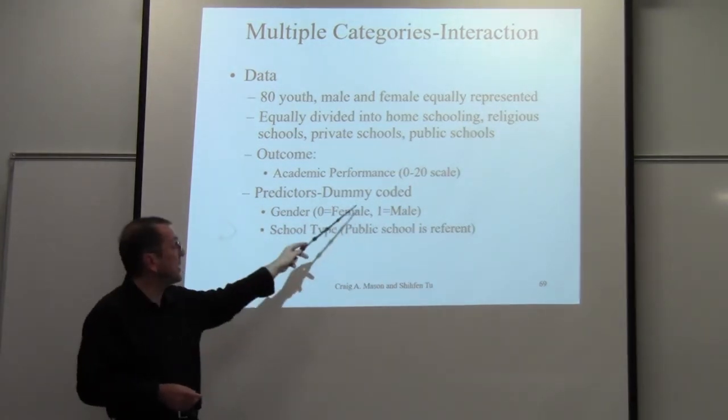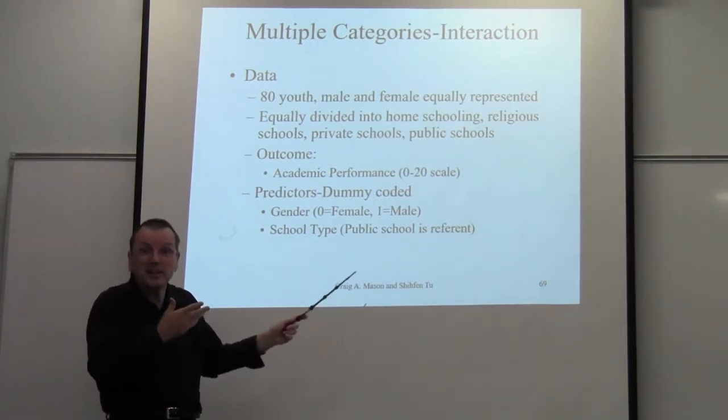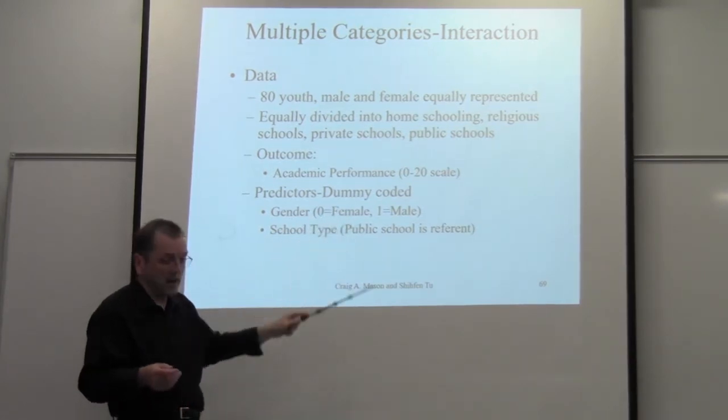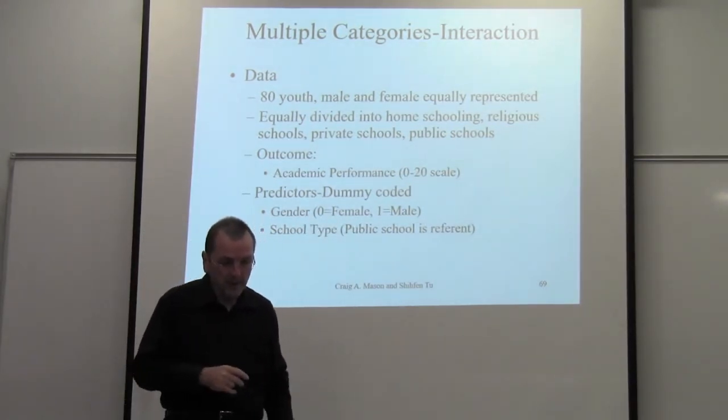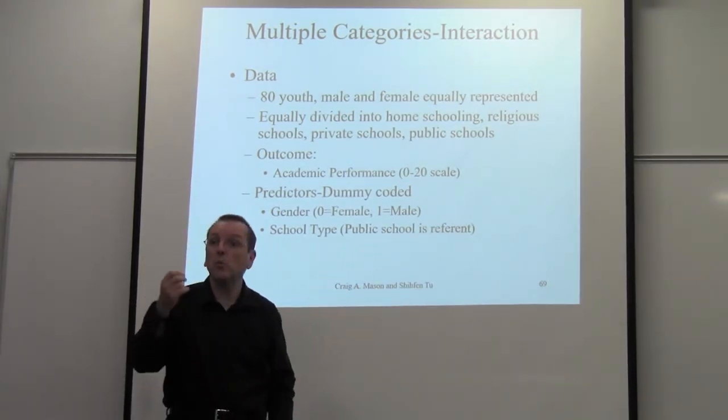We're going to do dummy coding to keep things very straightforward and interpretable. This is what's nice with dummy coding. Gender is going to be a dummy code, as we said, 0, 1. And then for school type, we're going to use the public schools as our referent group.